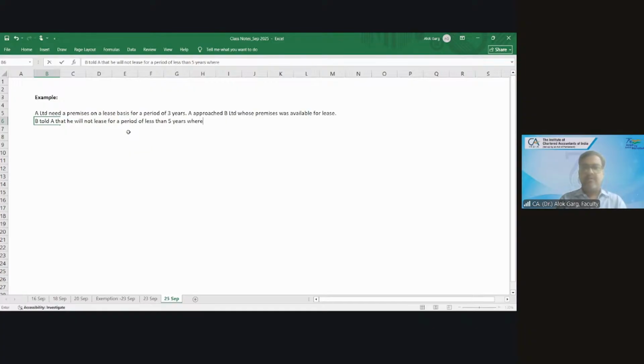Whereas A is only needing this for 3 years for a specific purpose. The annual lease rent is rupees 1 lakh.